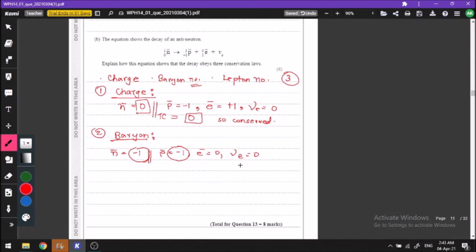I'm not writing the whole thing once again. You should write it down: the baryon number before and after the decay is the same, and in brackets you write -1. So the baryon number is conserved. We write it down.